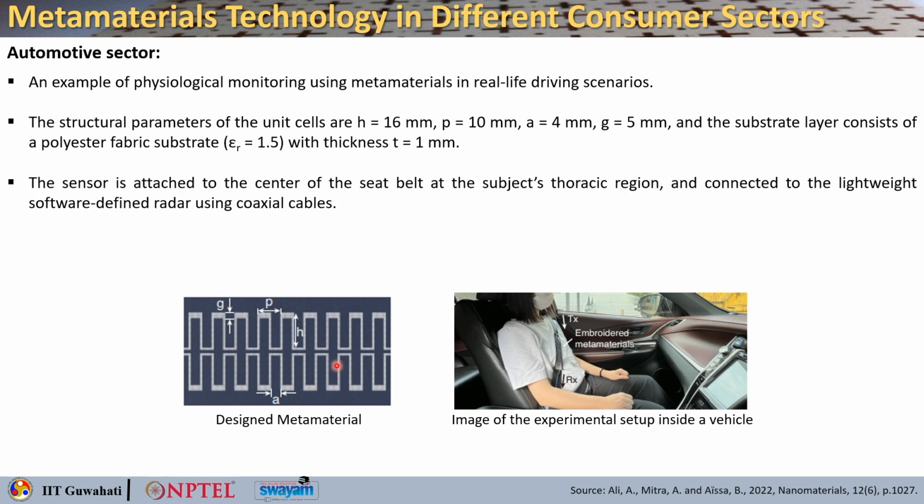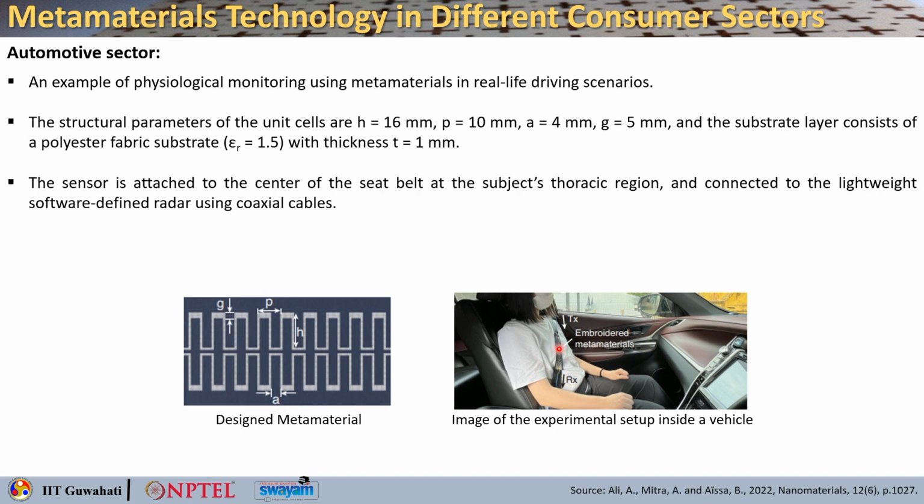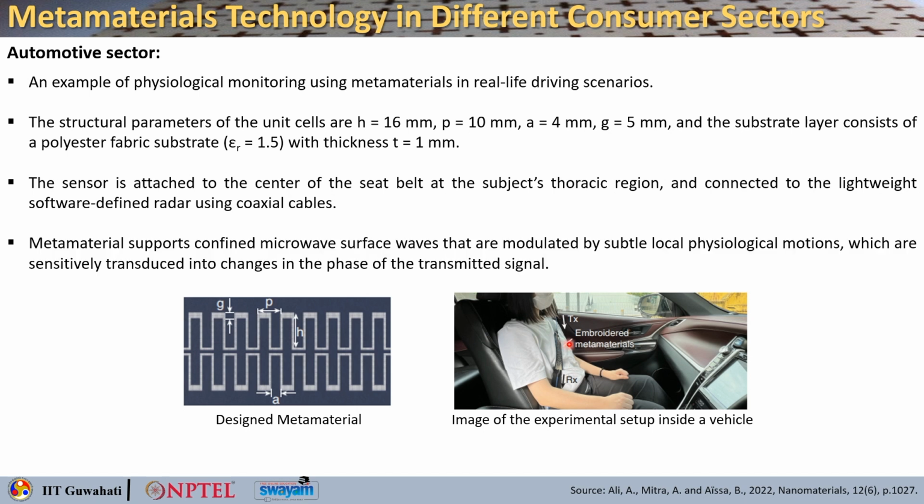So, this is basically the sensor that monitors your heart rate, and this sensor is attached to the center of the seat belt at the subject's thoracic region. So, it should be here close to your heart, and connected to a lightweight software defined radio using coaxial cables. So, the metamaterial basically supports confined microwave surface waves that are modulated by very minimal local physiological motions, which are sensitively transduced into changes in the phase of the transmitted signal, right.